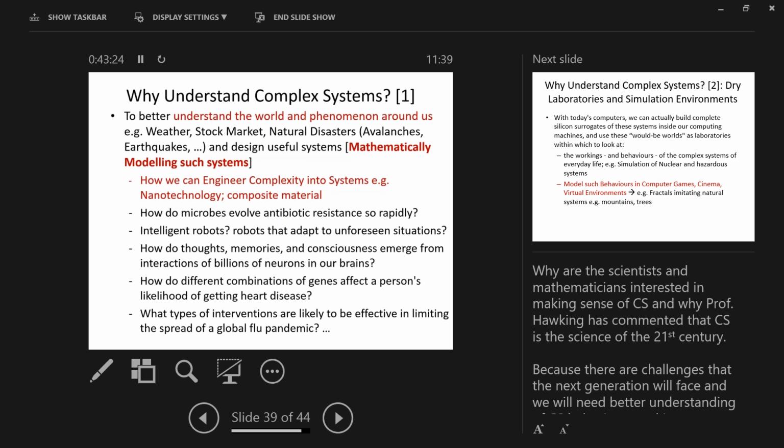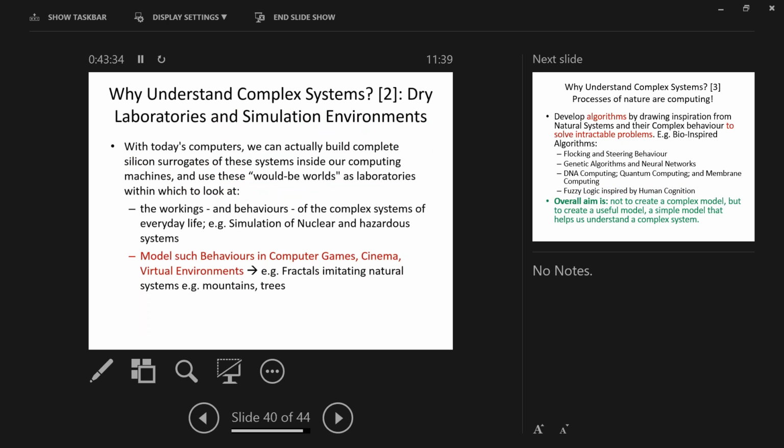What types of interventions are likely to be effective in limiting the spread of pandemics like flu, etc.? With today's computers, we can actually build complete silicon surrogates of these systems inside our computing machines. We can simulate things and use these would-be worlds as laboratories. So that's another benefit of understanding complex systems, the dry labs or simulated environments.